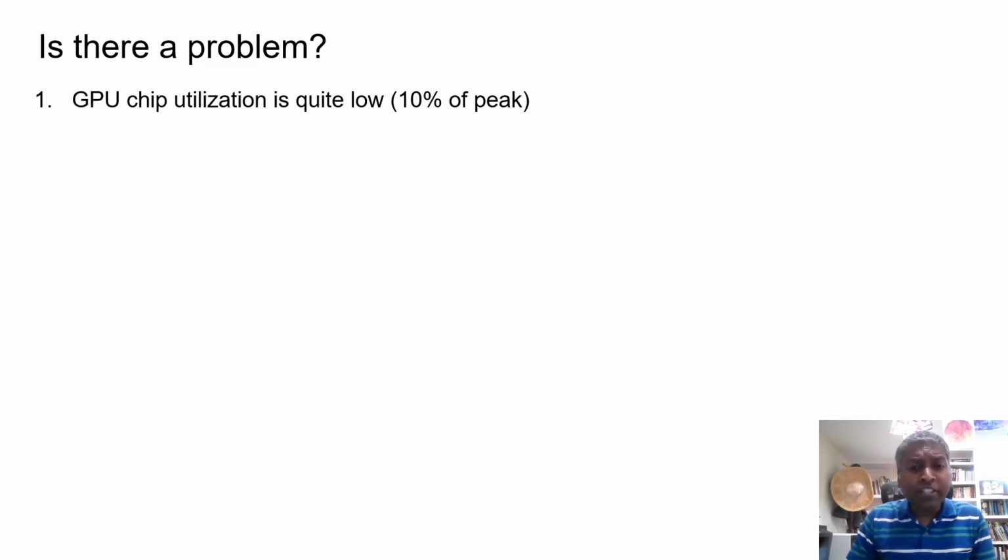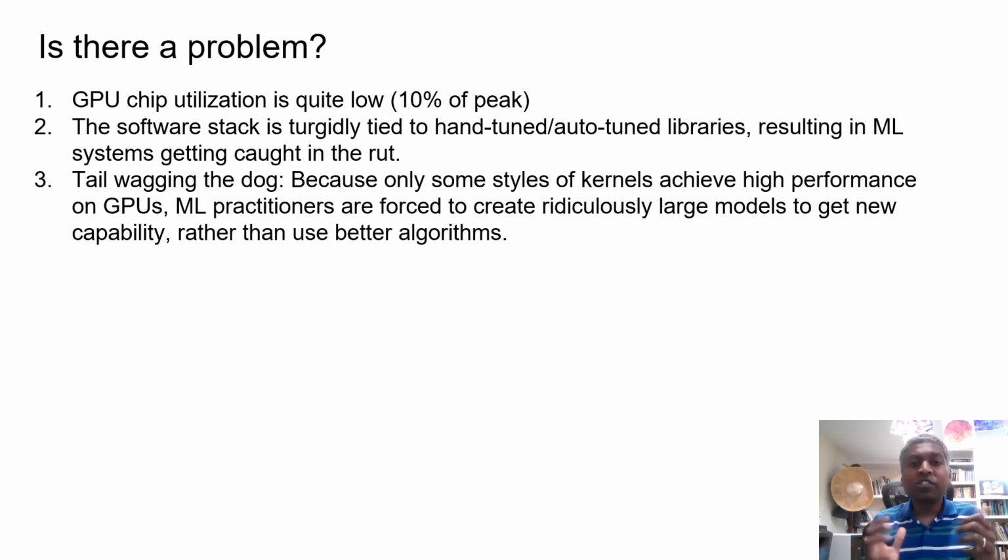First, GPU utilization is quite low. Oftentimes, you're running at like 10% of peak performance of a GPU. There are various things like batch size and so on, but largely they are underutilized in many scenarios. That's one problem and maybe an opportunity. Second, the software stack is very tied to what the hardware can do, using either auto-tuned libraries or handwritten libraries. Because of this, ML systems are kind of just getting caught in a rut. And honestly, what's happening here is there's a little bit of the tail wagging the dog.